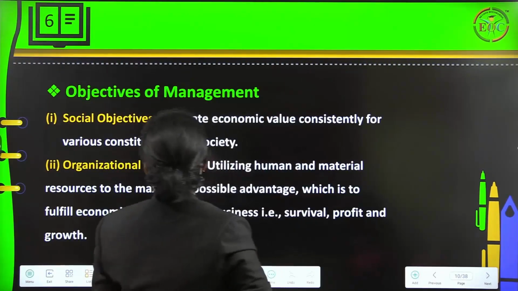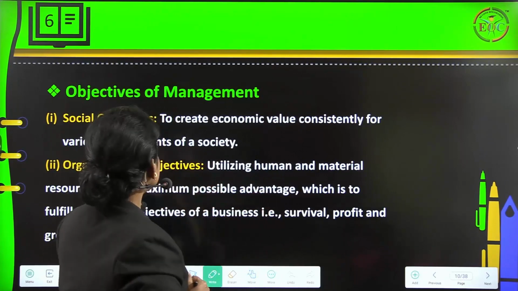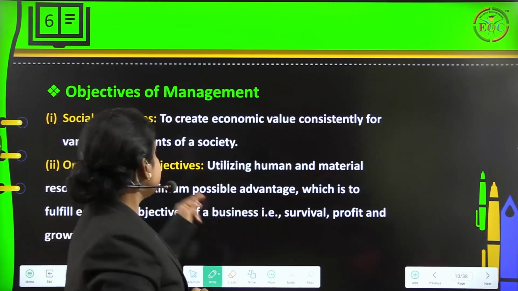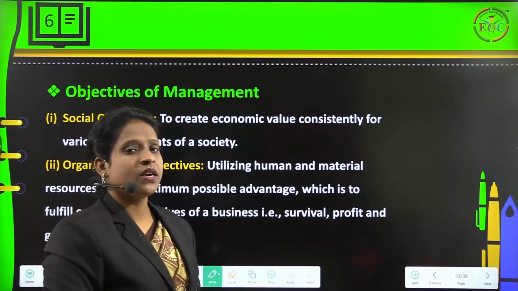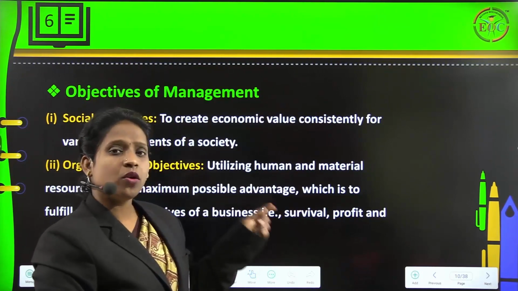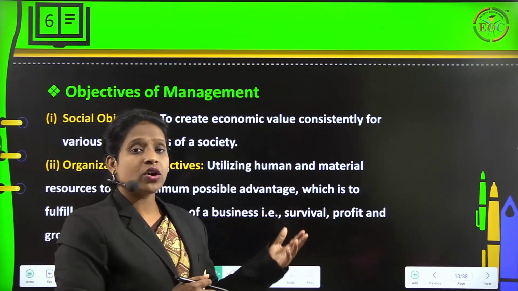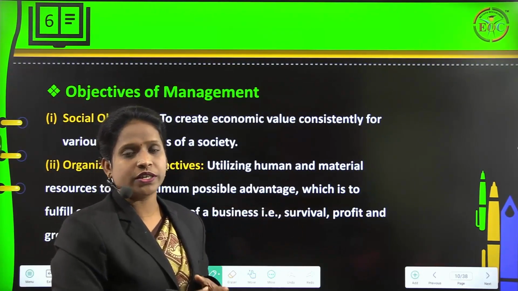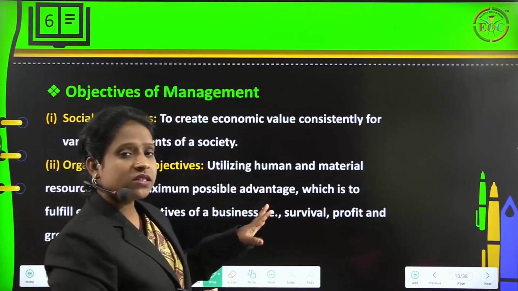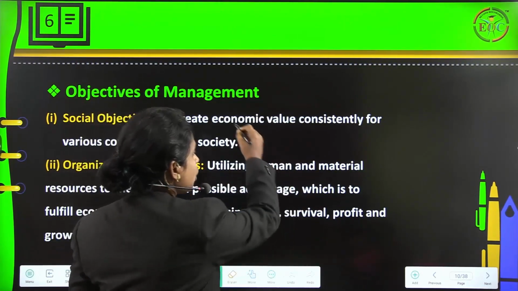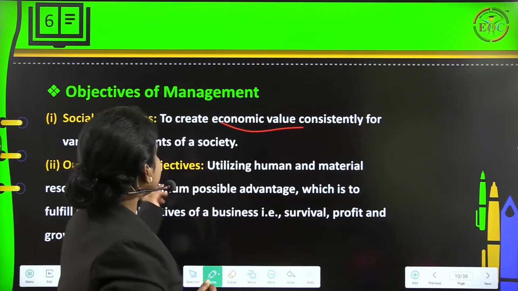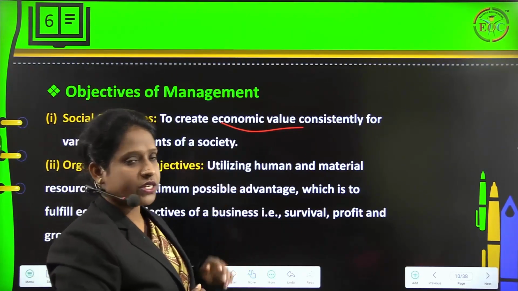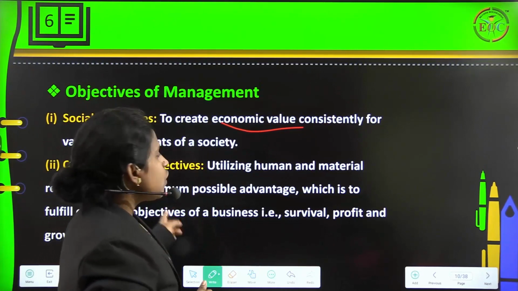Fine. Then let's understand the next concept called objectives of management. So let's discuss this. The first main objective of management is the social objective. So management has certain objectives. We also call it group activity because a bunch of people will be working together with a common objective. In that case, we also consider this a social objective. So to create economic value consistently for various constituents of a society, this is the reason that we call it the social objective.